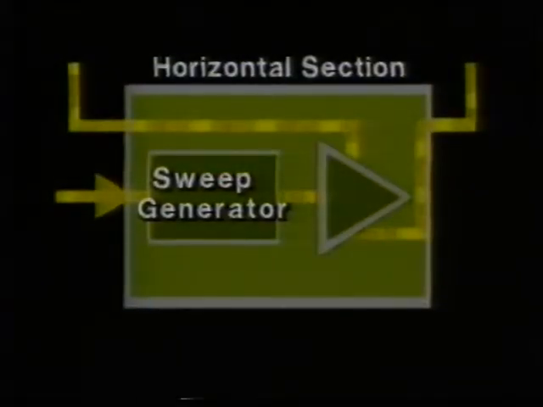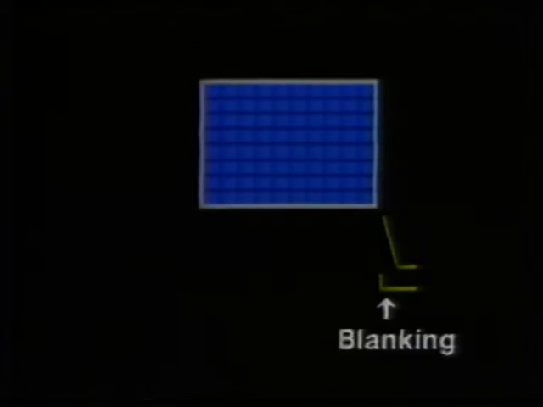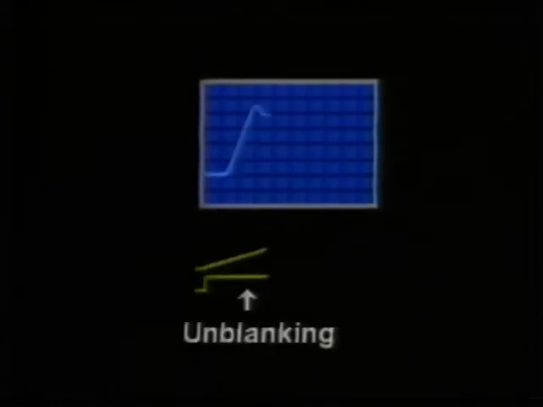Another function of the sweep generator is CRT blanking and unblanking. The word blanking means turning off the electron beam so nothing is displayed on the screen. Unblanking means turning the trace back on. Typically, a blanking pulse is a negative square wave, while an unblanking pulse is a positive square wave. Without some means to turn the beam off, we'd see retrace with every sweep.